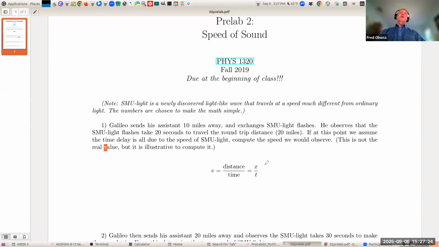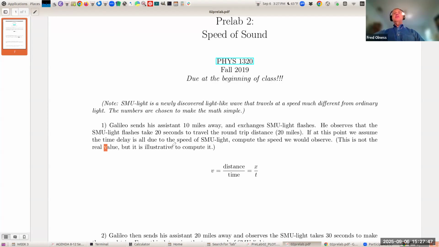And he wasn't sure how much of that delay was due to the actual travel time of the light and how much of it was due to the reaction time of the assistant, to see the light flash and then to turn on his flashlight to respond. So Galileo was smart enough to realize that he's got a problem here.